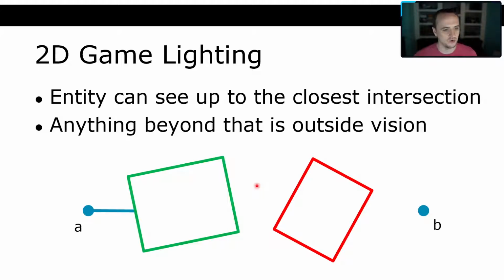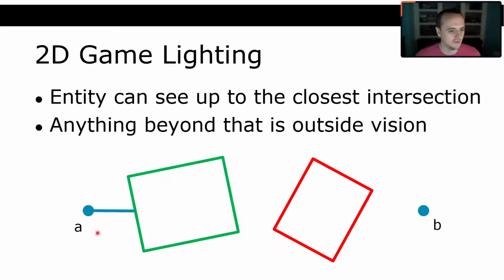However, I just want to show you that this is possible. And the mathematics is so simple that you can do millions of these calculations per second. Okay? So entities can see up to the closest intersection. Anything beyond that is outside of the vision range.